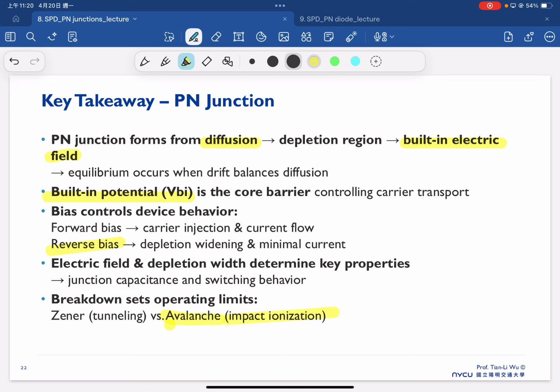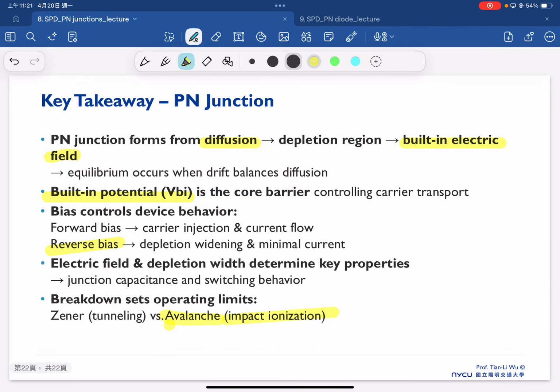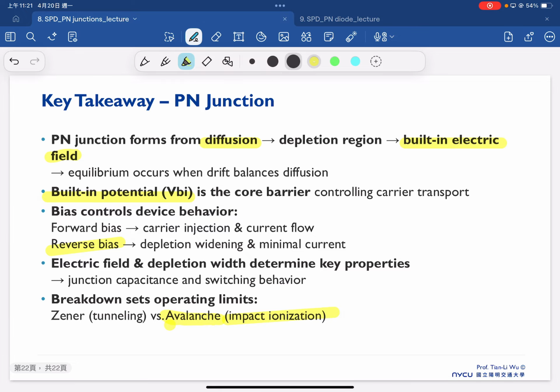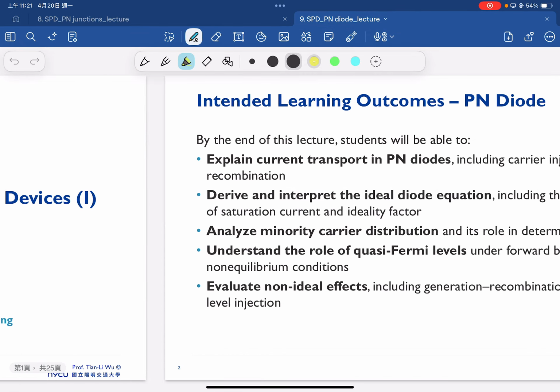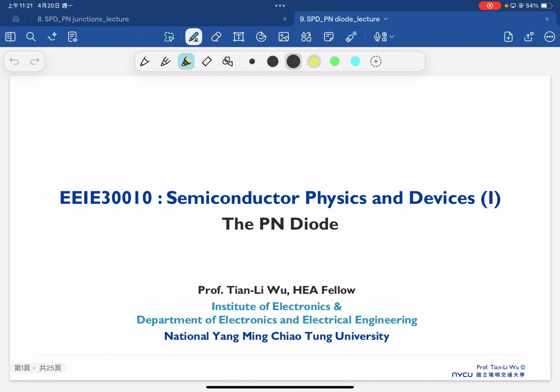These are terms that are very often mentioned together. Avalanche breakdown and impermeabilization almost indicate similar things. Okay, so that's the end of this slide. So we will start to move to the next one. Now we will start to move to the device.